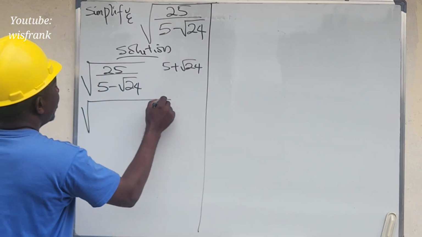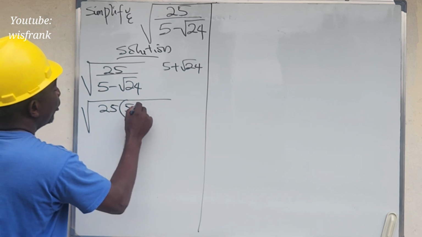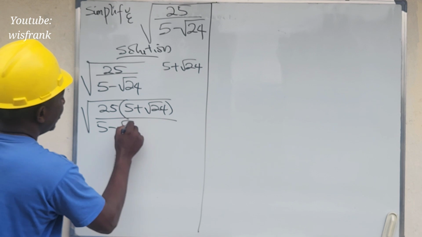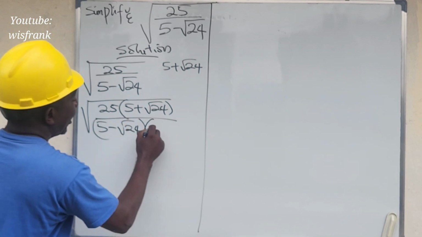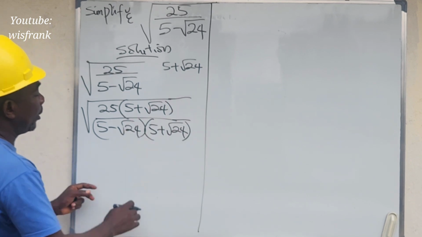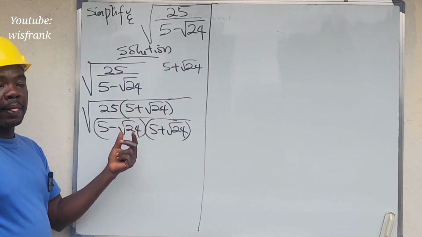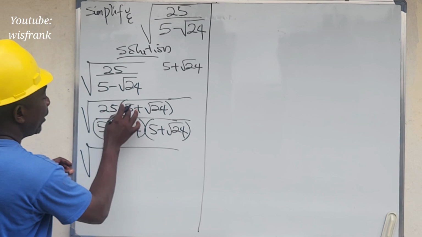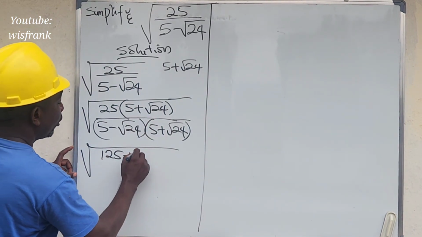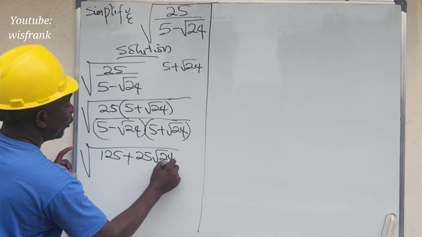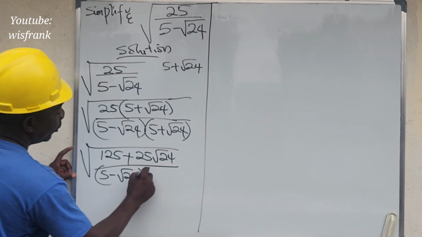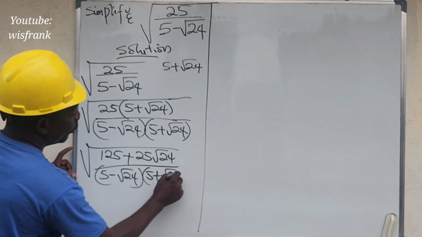So here will be square root of 25 into 5 plus square root of 24 all over 5 minus square root of 24, then multiply by 5 plus square root of 24. So this is what we have now. So here we are going to expand this. So this will give us 25 times 5 will give us 125. 25 times square root of 24 will give us 25 square root of 24 all over 5 minus square root of 24 into 5 plus square root of 24.